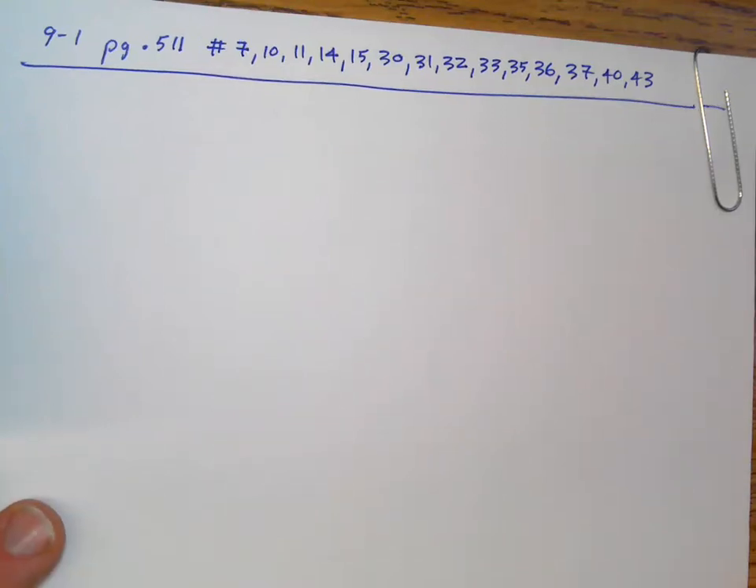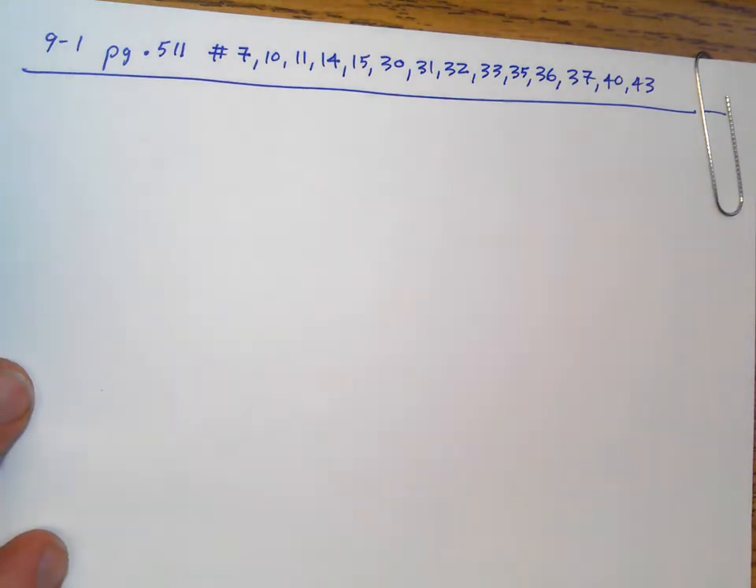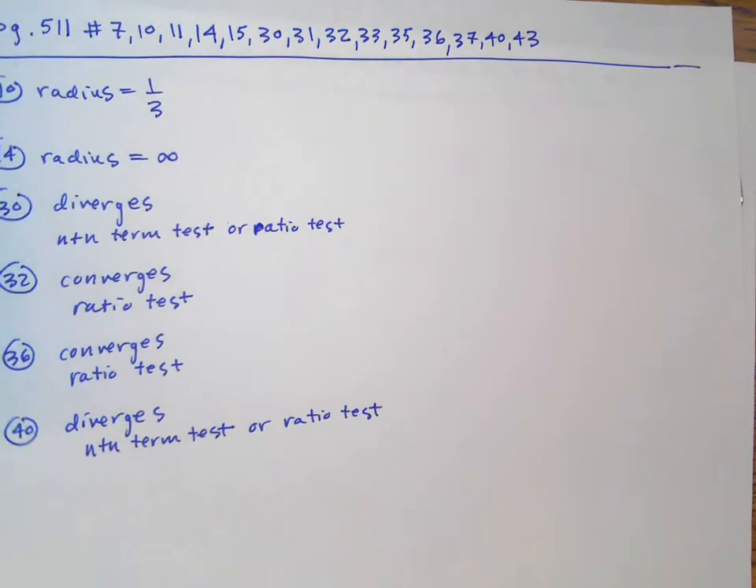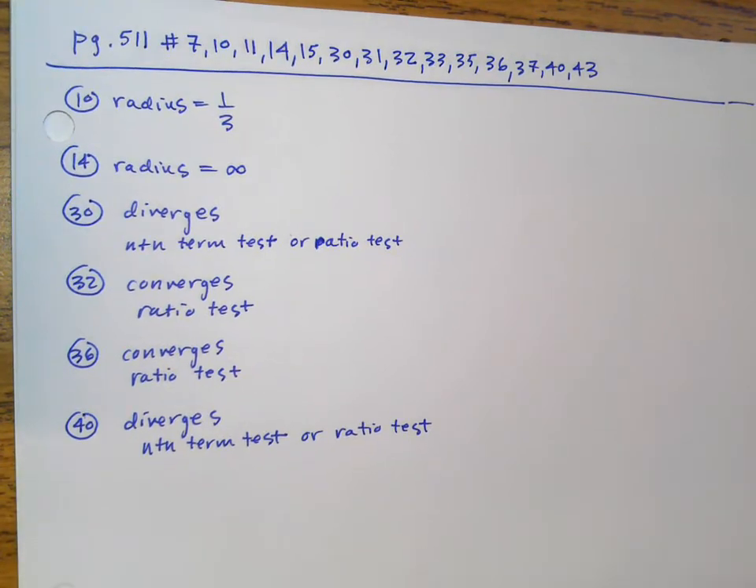AP Calculus BC, Unit 9, Day 1, Office Hours. This is a book assignment. These are the even answers. You should check your odds in the back of the book. So pause the video if you need to check these evens.